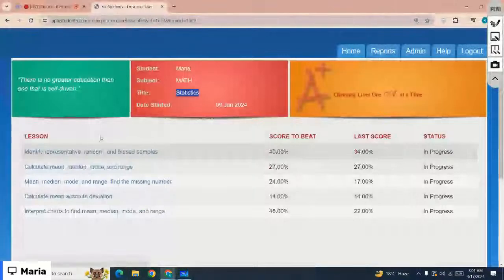Okay, here I am on grade 6 math. The chapter we are on right now is statistics. So let's start with the first lesson, which is identify representative, random and biased samples. Let's start with the lesson, right?